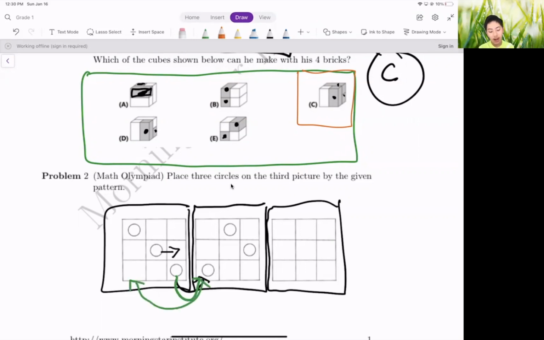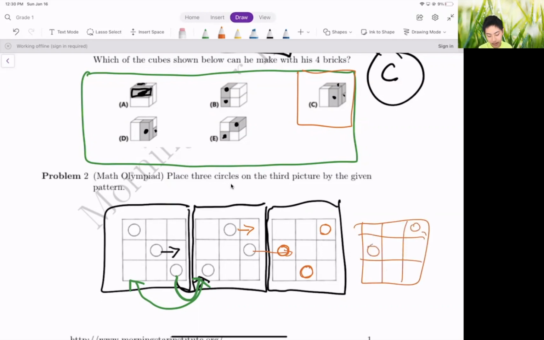So now let's test it out. The first row, if it's on the second column, then from the third picture, it should be on the third column. And if the second row circle is on the third column, then right now it should be on the first column in the second row. And finally, the bottom row, if it's on the first column, then on the third picture, it should be on the second column. So it should look something like this.